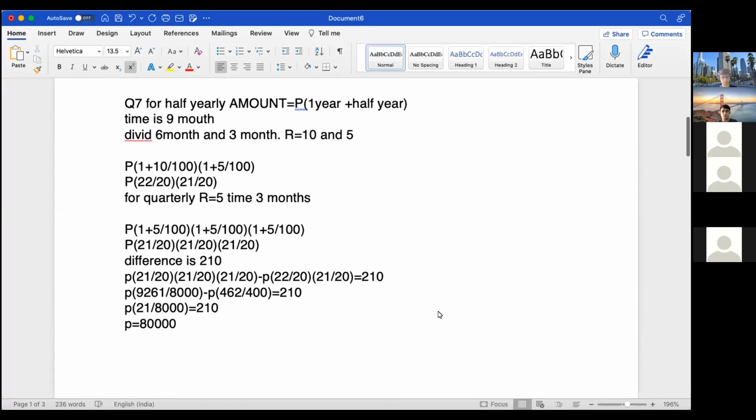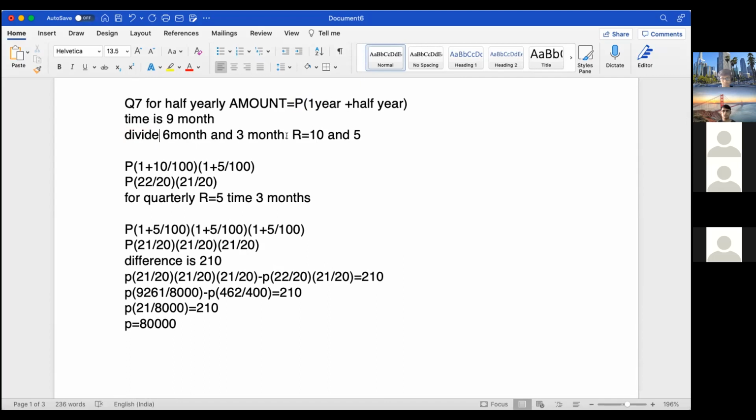Okay. So for half yearly amount, P is equal to 1 year plus half year. Actual total principal is for 1.5 year. But time given is 9 months. So divide this into 6 months and 3 months. 9 months ko will divide it half yearly and 3 months. Half ka bhi half.